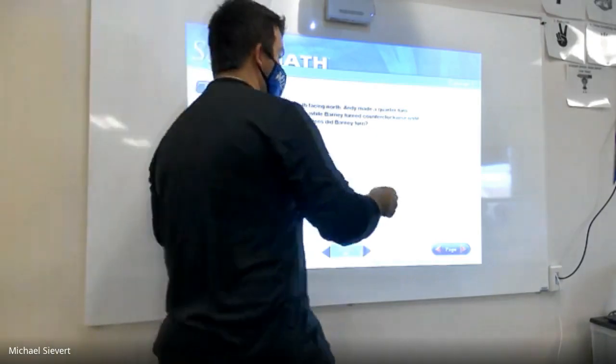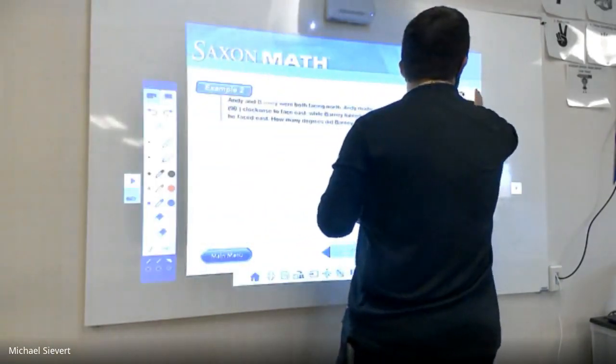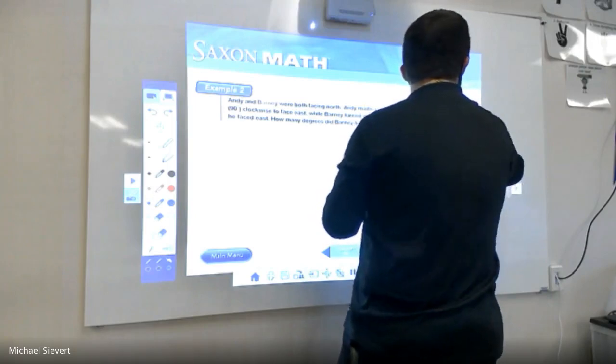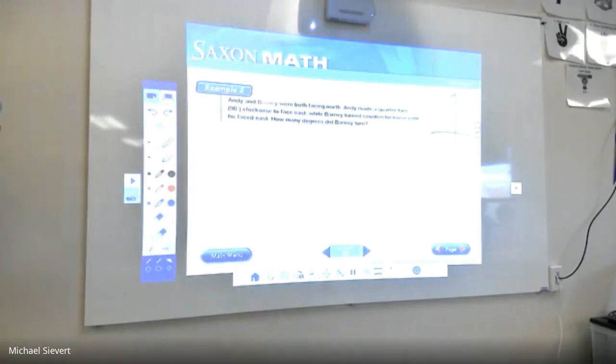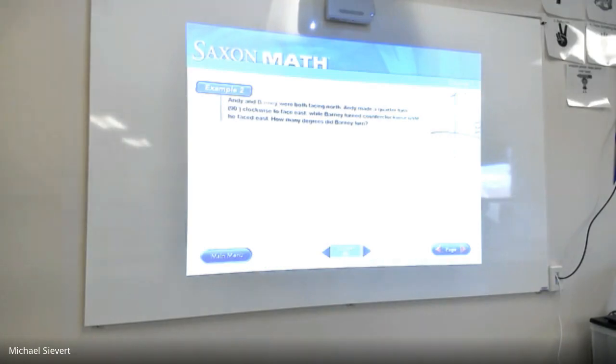Barney faced north as well, but he wants to face east. But he decides to go the long way. He first has to hit west, then he has to hit south, and then he'll hit east. So how many turns does he have to make to get to east? Or how many times does he have to turn to get to east?